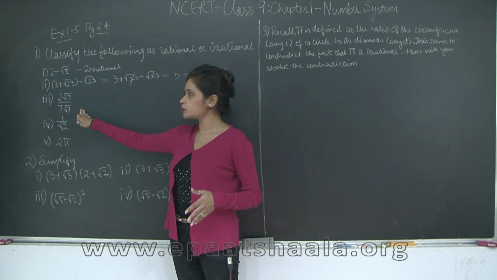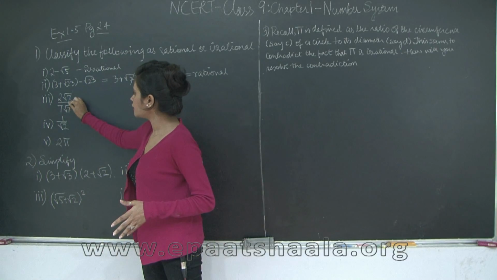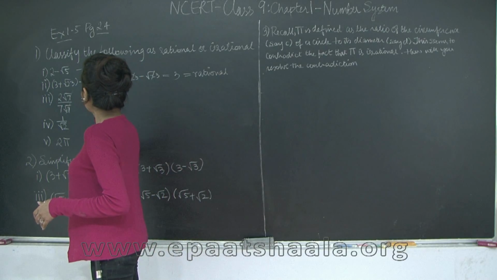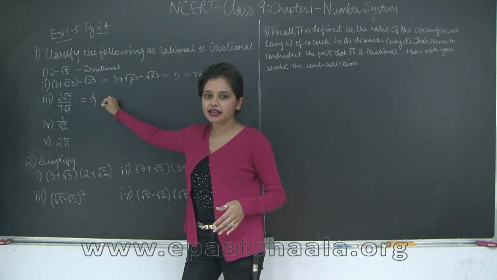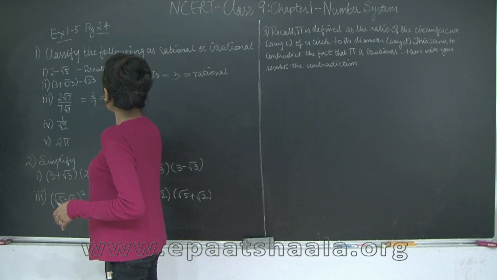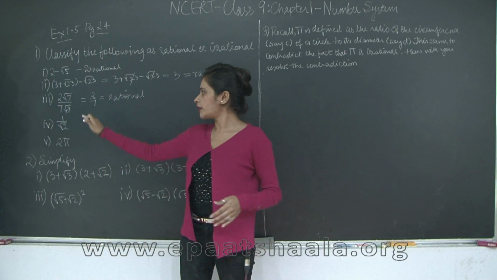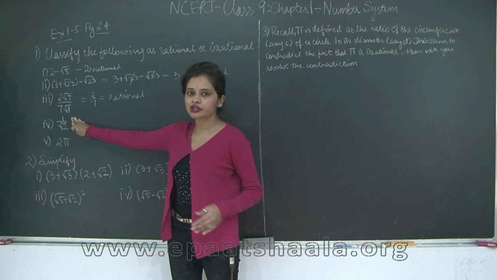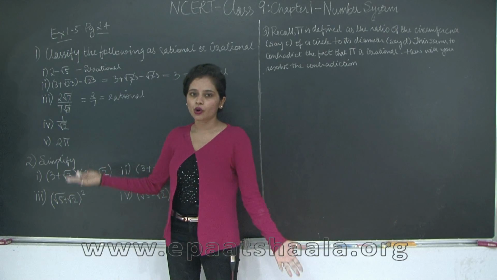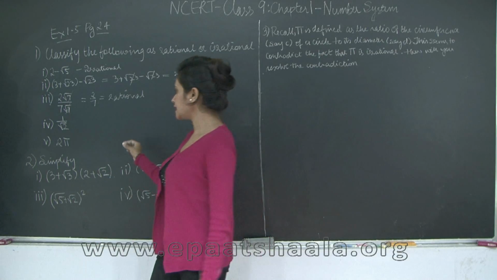Similarly, you have 2 root 7 upon 7 root 7. Now if you notice, root 7 and root 7 will cancel. So I am left with what? 2 upon 7. Both these numbers are rational, so again my output is rational. How about 1 upon root 2? We are taking two terms, the numerator is rational and the denominator is irrational. So obviously my output is going to be irrational, therefore this fraction 1 upon root 2 is irrational.